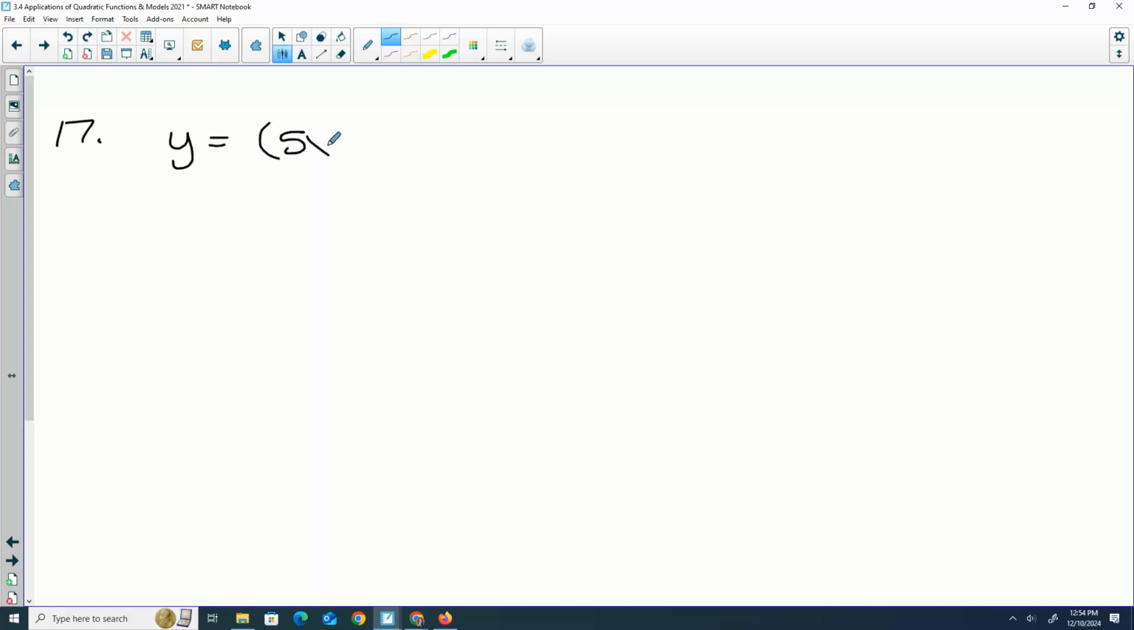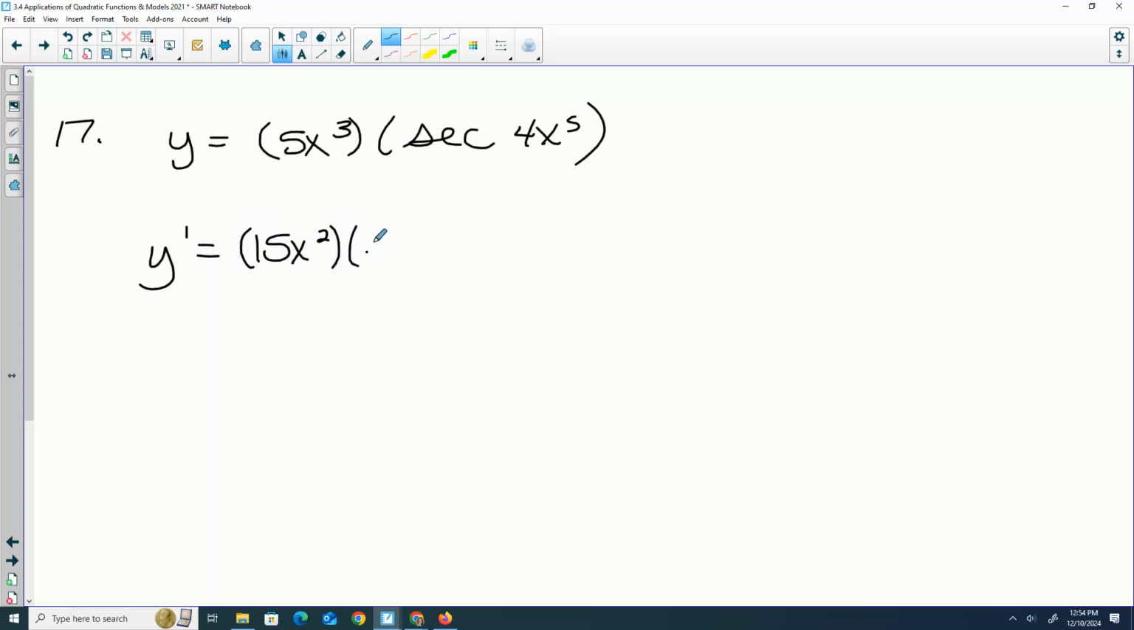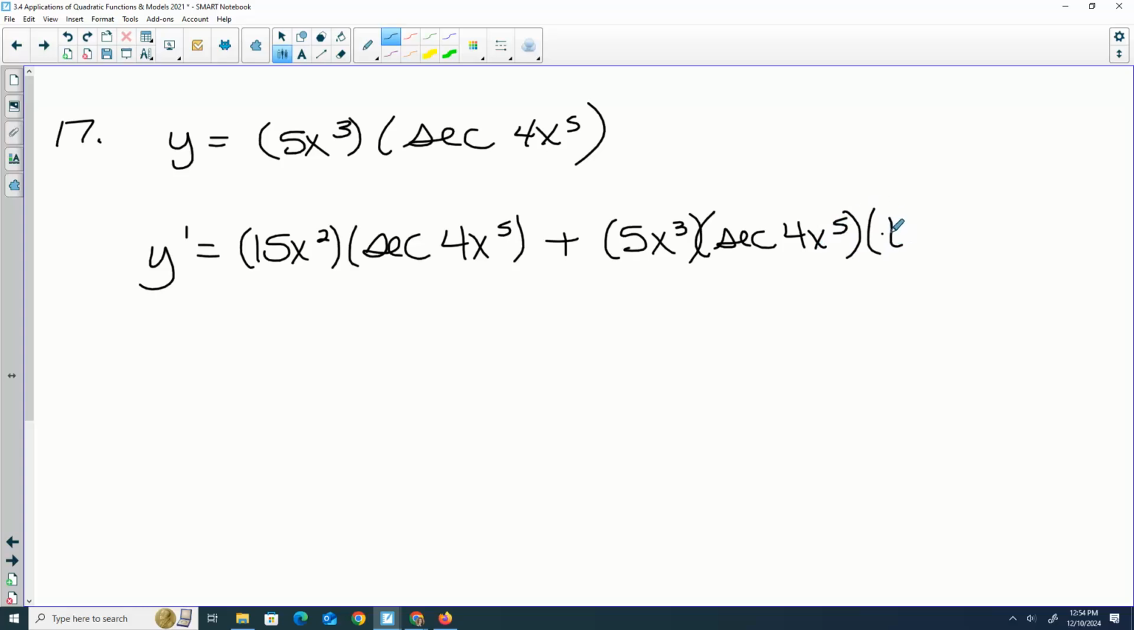So I'm going to treat this 5x cubed as one thing. Then I have the secant of 4x to the fifth. So we do product rule. Derivative of the first, so 15x squared. Second one stays the same. Plus the first times derivative of the second. How do you do the derivative of secant? Secant tangent. And when you do that, the angle doesn't change. So each of them get the 4x to the fifth. But we have to do chain rule, so times derivative of the inside. What's the derivative of 4x to the fifth? 20x to the 4th.